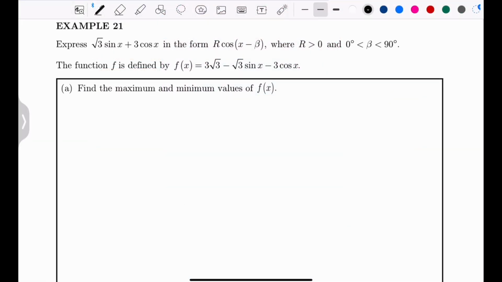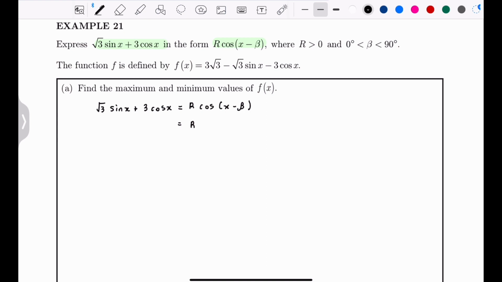For example 21, we have to express √3 sin x plus 3 cos x in the form of r cos(x minus beta), where r is greater than 0 and beta is between 0 and 90. So set √3 sin x plus 3 cos x equal to r cos(x minus beta). Then we expand cos(x minus beta) using the compound angle formula.